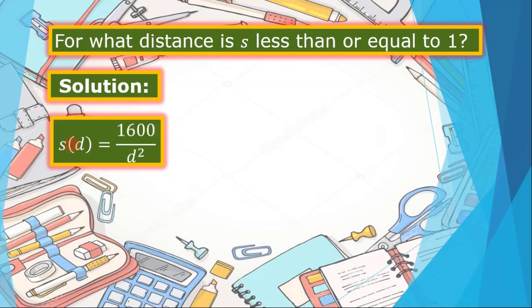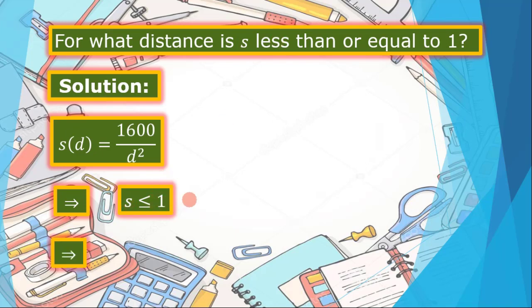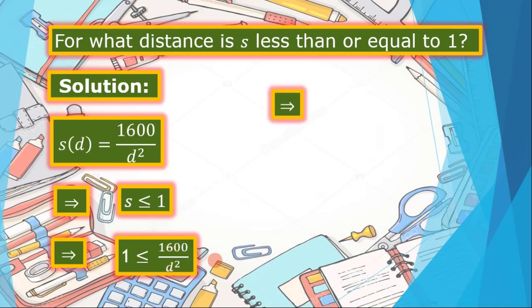Solution. We have here S of D given is 1,600 divided by D squared. And this becomes S is less than or equal to 1 according to the problem. For what distance is S less than or equal to 1? So we have S could be equal to 1 or less than 1. So we have 1 is less than or equal to 1,600 over D squared or 1,600 divided by D squared.